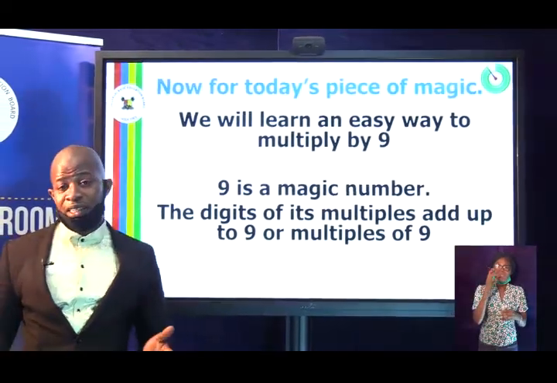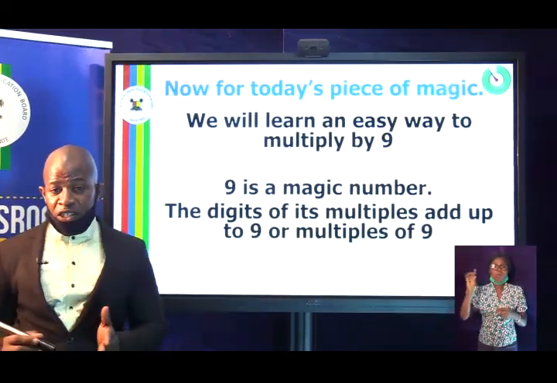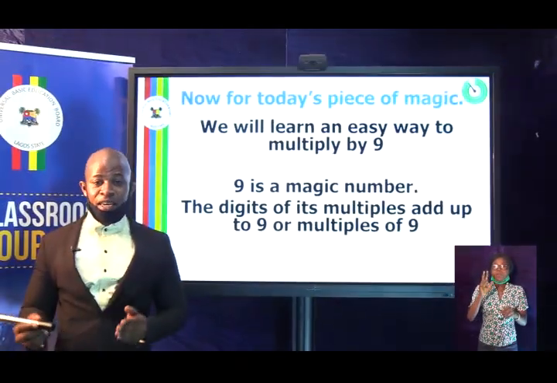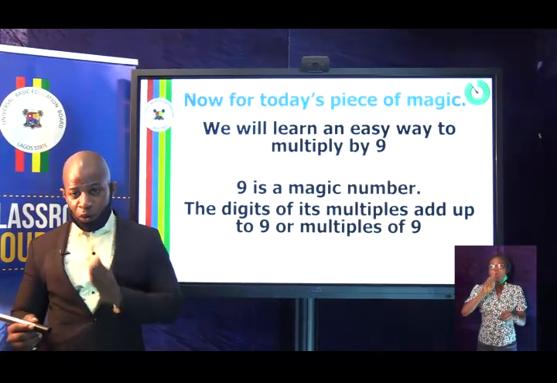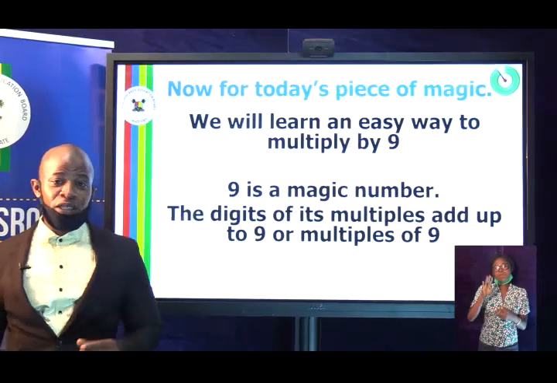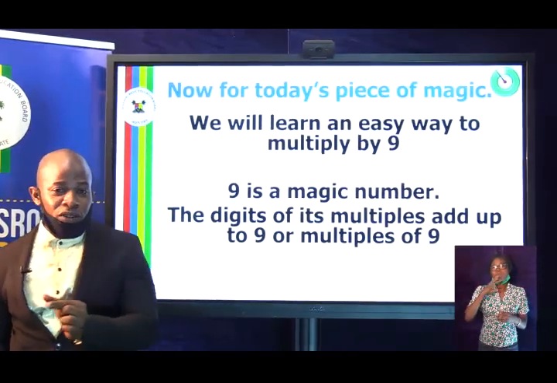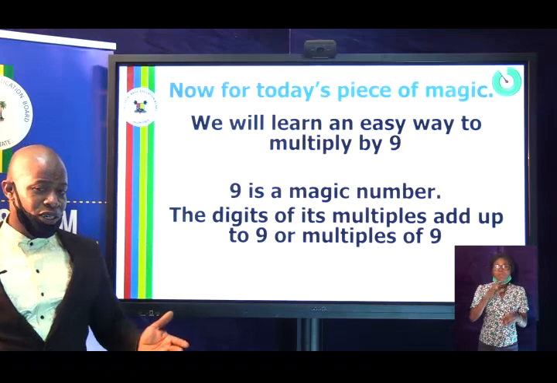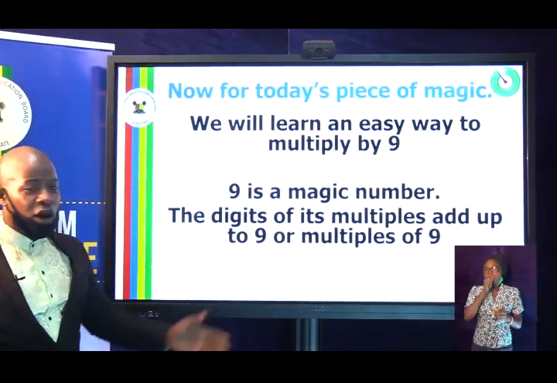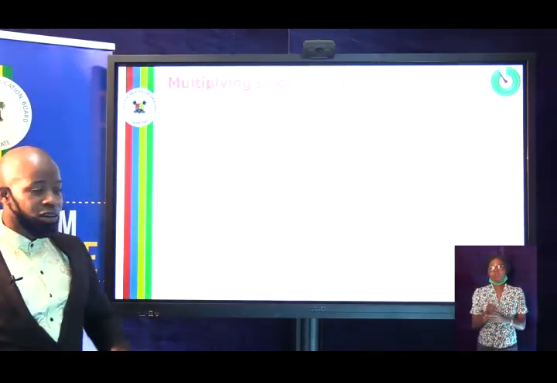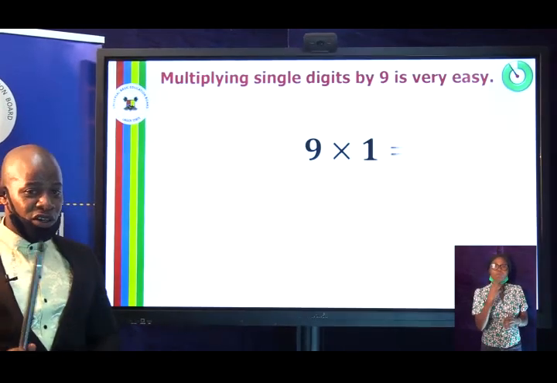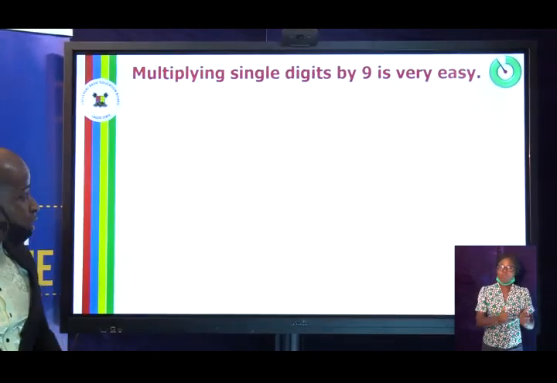For example, 9 times 12 is 108, and the digits are 1, 0, 8. Add them together, you get 9. 9 times 13 is 117, and the digits give you 9. 9 times 14 is 126, and the digits give you 9. So you see, 9 is a very, very special number. So I'm just going to introduce you to the magic, but I will limit it to 9 being multiplied by single digit numbers so that you can follow me along.